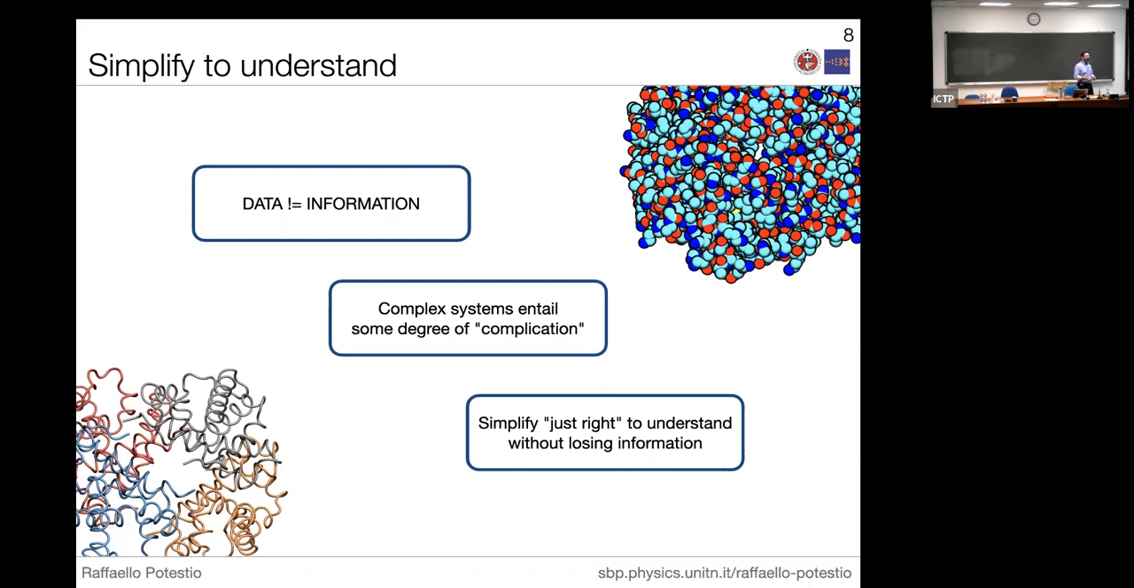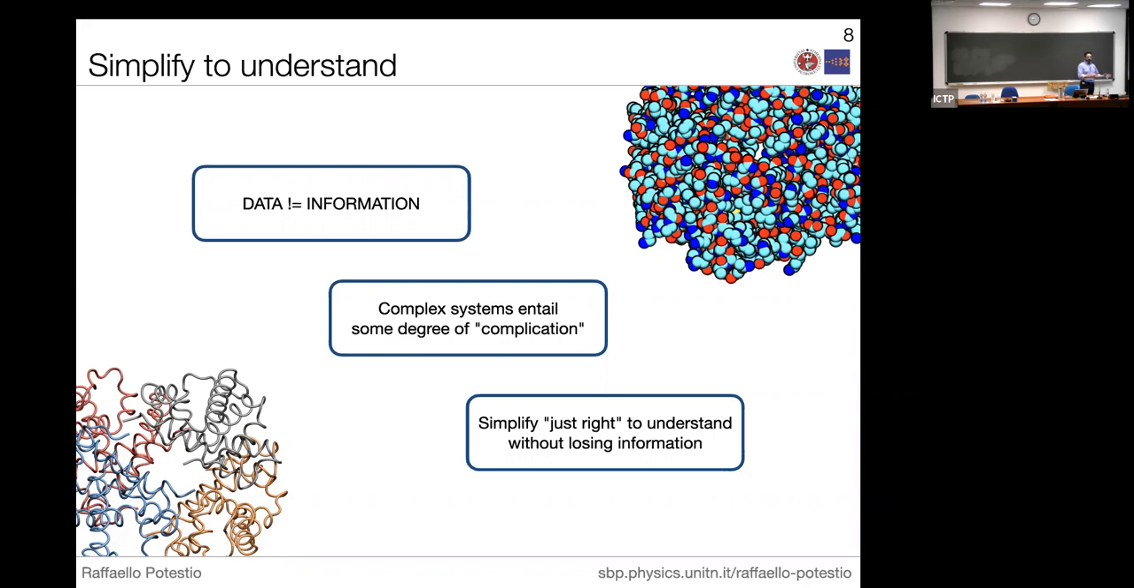So we need to study the system as a whole in order to extract the important complex information about the complex behavior of the system. But we would like to do that minimizing the amount of complication that the system has. That is, we want to simplify as much as possible. And this is the goal of an important branch of modeling that is coarse graining.